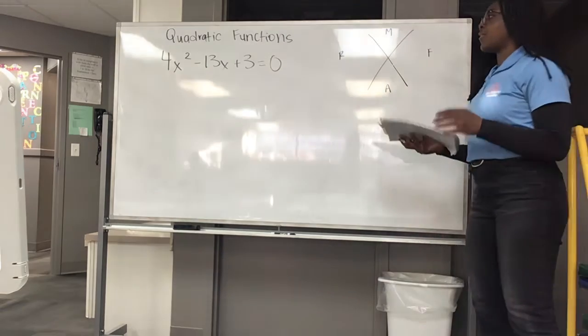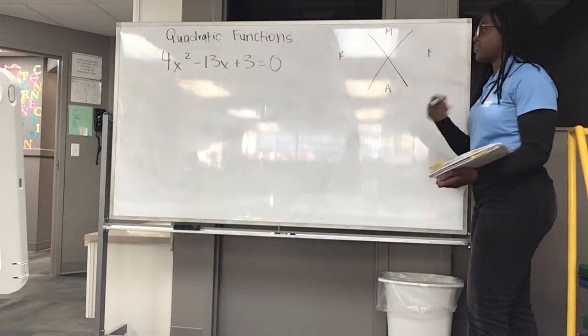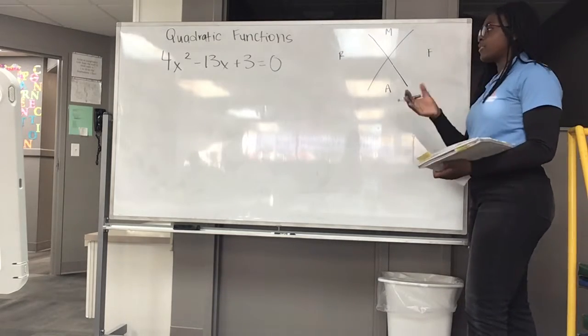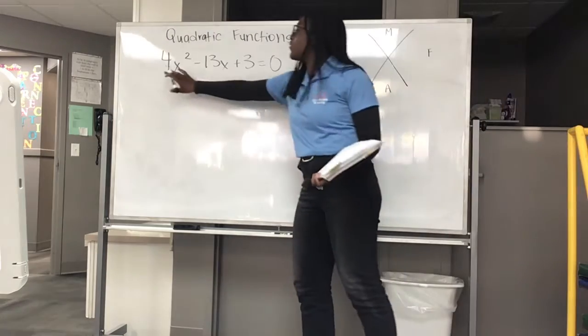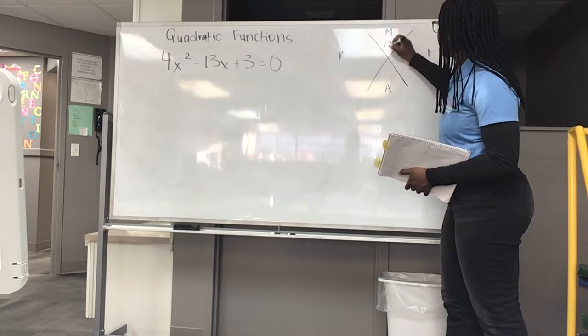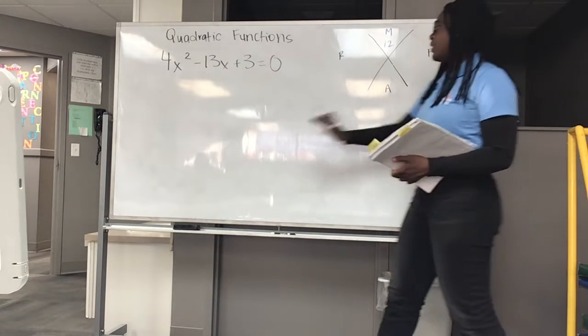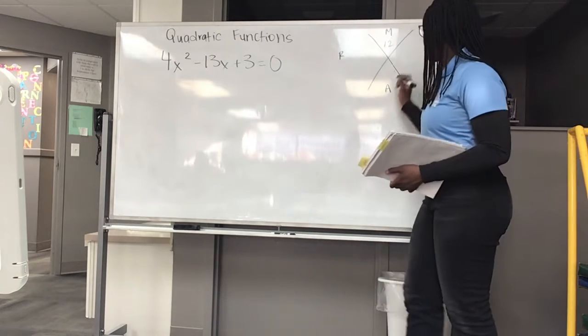Alright, we're going to start to go over this one. To start off, we want to multiply A and C together. A is 4, C is 3, so my number that goes here is 12. And then for the bottom, we want B, which is negative 13 in our problem.